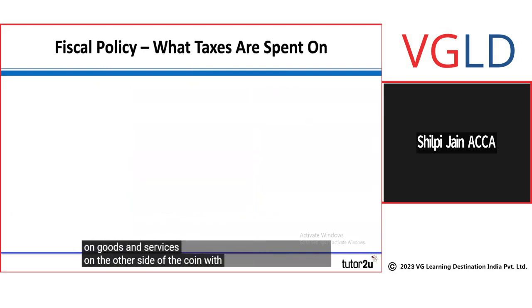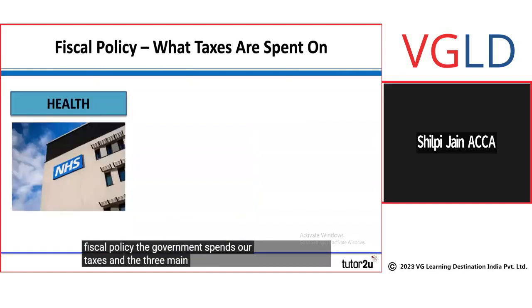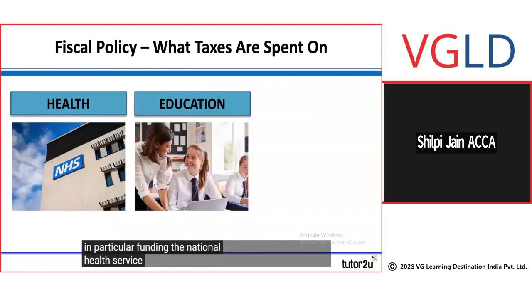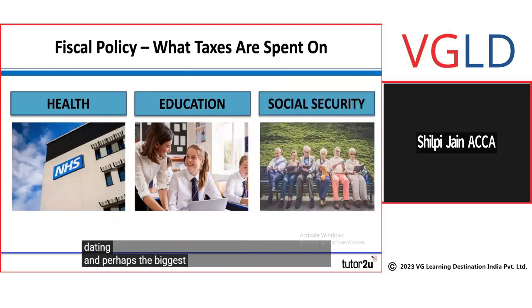On the other side of the coin, with fiscal policy, the government spends our taxes. The three main areas that it spends on are health, in particular funding the National Health Service, education, providing free education for certain years, all the way through to 18, and also supporting education beyond 18. And perhaps the biggest, social security, the vast majority of which is the payment of state pensions and related benefits. But other things go in there, such as unemployment benefits. Those are the three main areas.